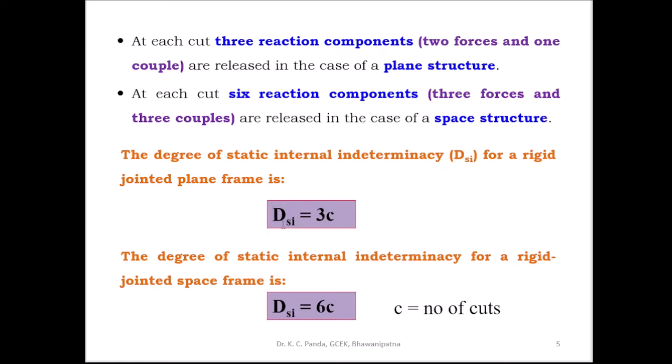using this equation, that is dSi is equal to 3 into C, where C is the number of cuts. Similarly, the degree of static internal indeterminacy for a rigid jointed space frame can be determined using this equation, that is dSi is equal to 6 into C, where C is the number of cuts. And in the case of a space frame, at each cut 6 reaction components are released, and in the case of a rigid jointed plane frame, at each cut 3 reaction components are released.